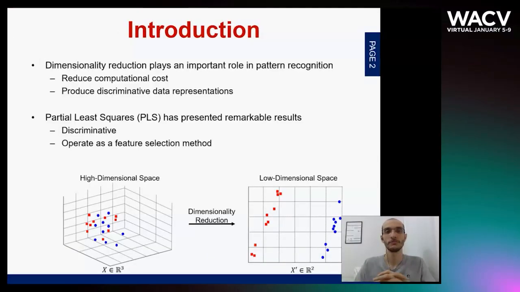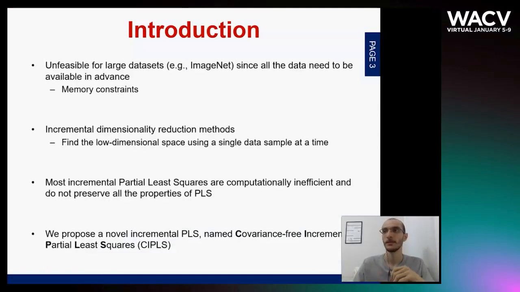Dimensionality reduction plays a role in pattern recognition since it's able to reduce the computational cost and produce discriminative representations as well. The idea behind dimensionality reduction is to project a high-dimensional feature space onto a low-dimensional feature space. In this context, partial least squares have presented remarkable results since it is discriminative and can operate as a feature selection technique.